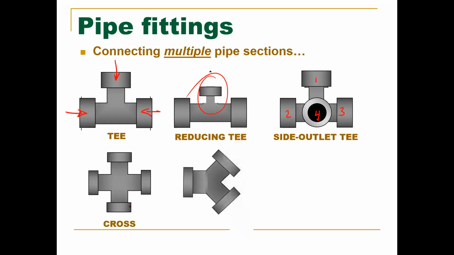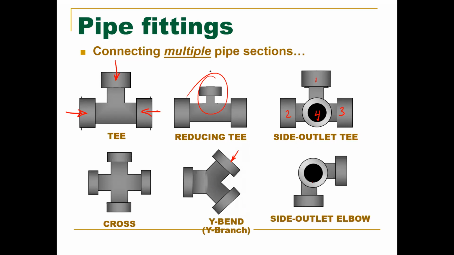We have a cross, and we have a Y branch or a Y bend. You'll see these a lot in fire equipment. When you're walking around the ship, you can see these on every single piece of fire equipment. One end is connected to the hose, one end is just open. And then we have a side outlet elbow. So we have 1, 2, and then this is our 3rd outlet.